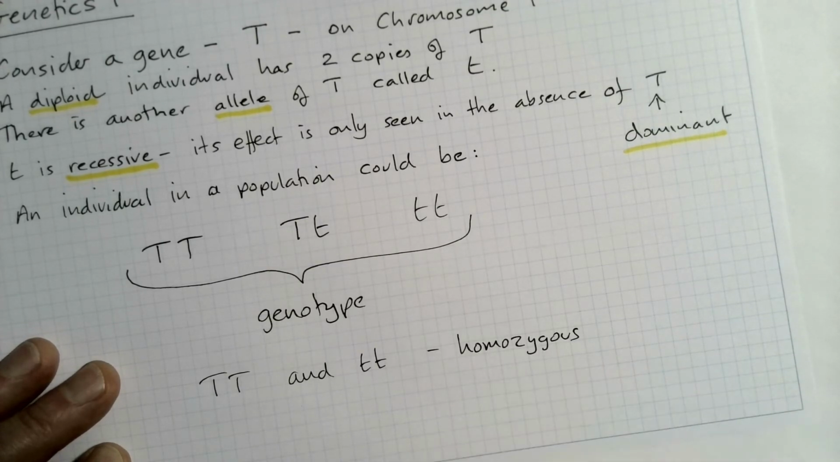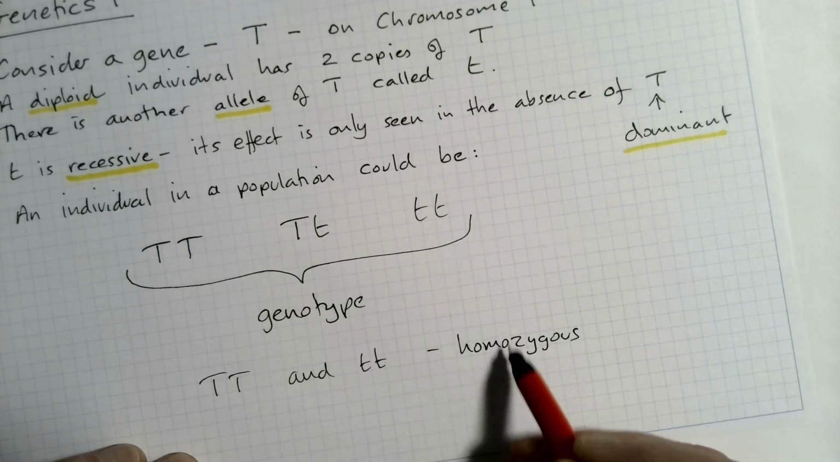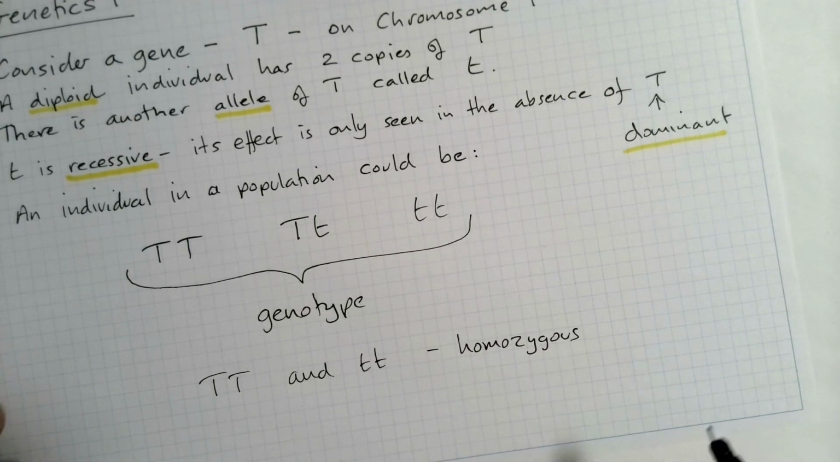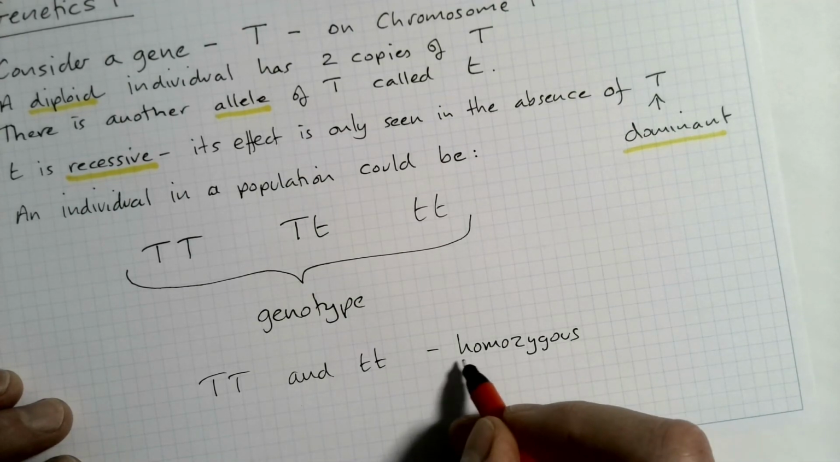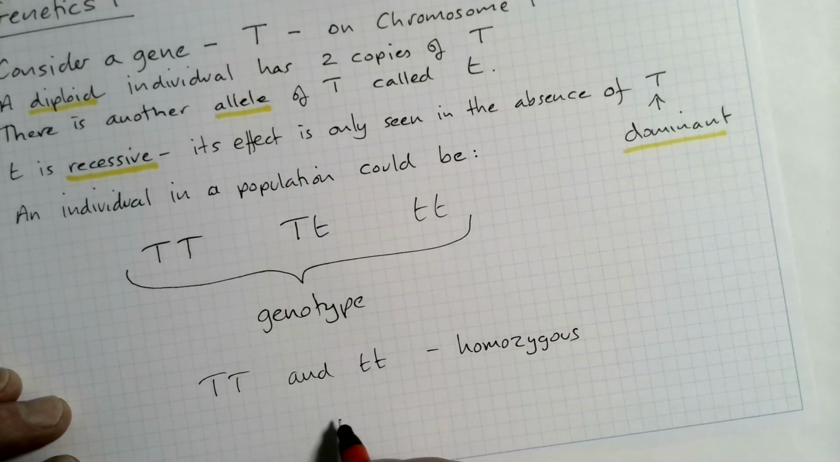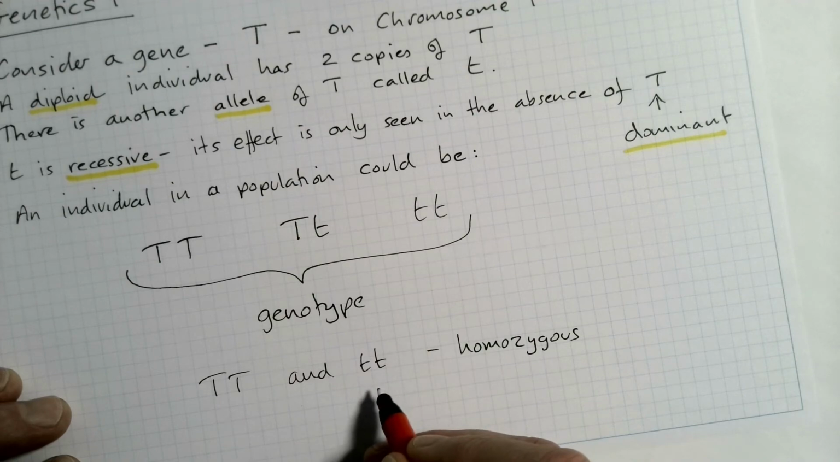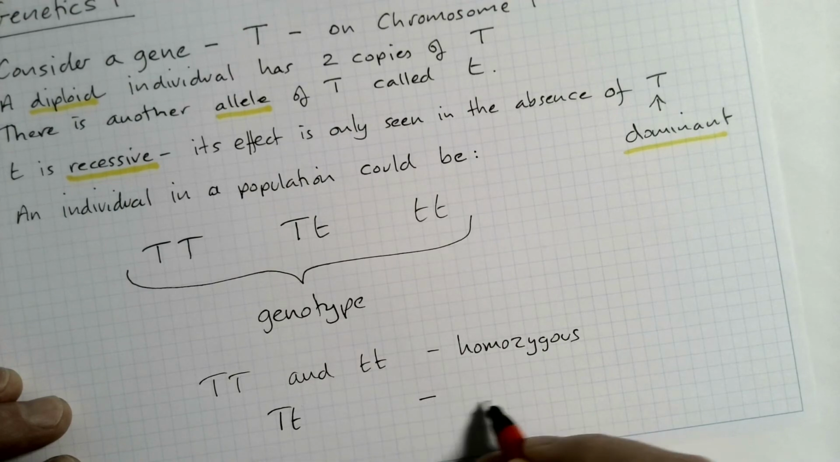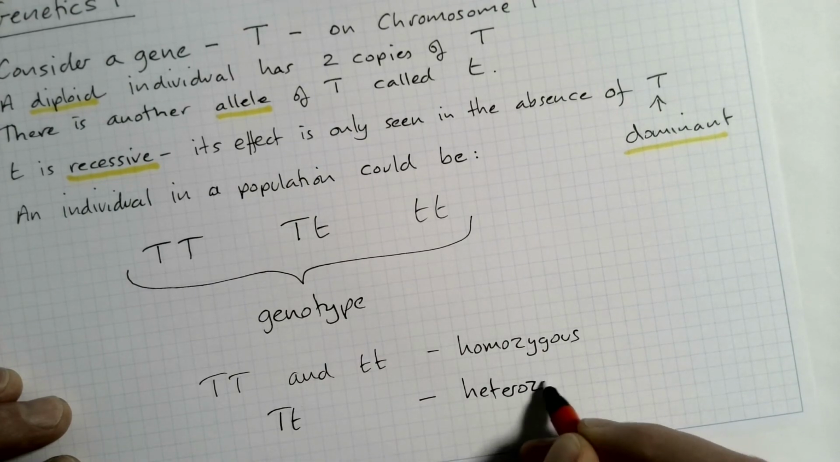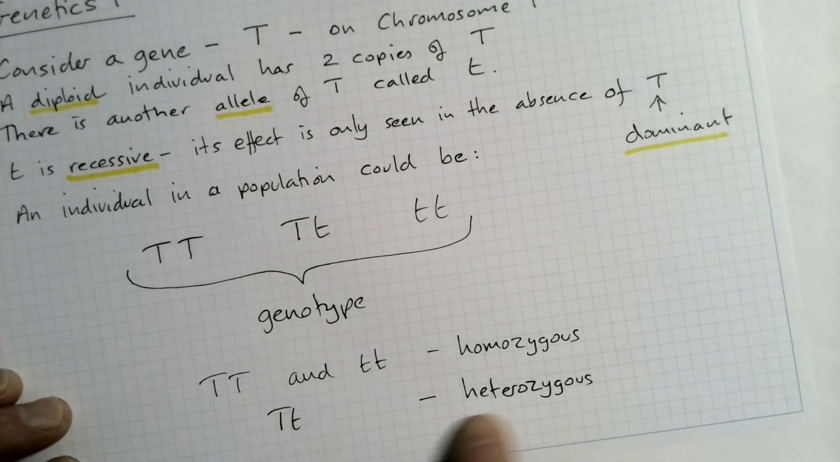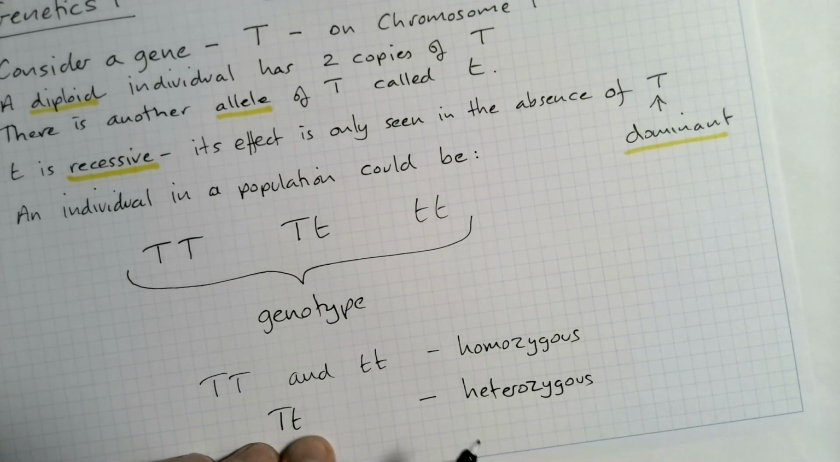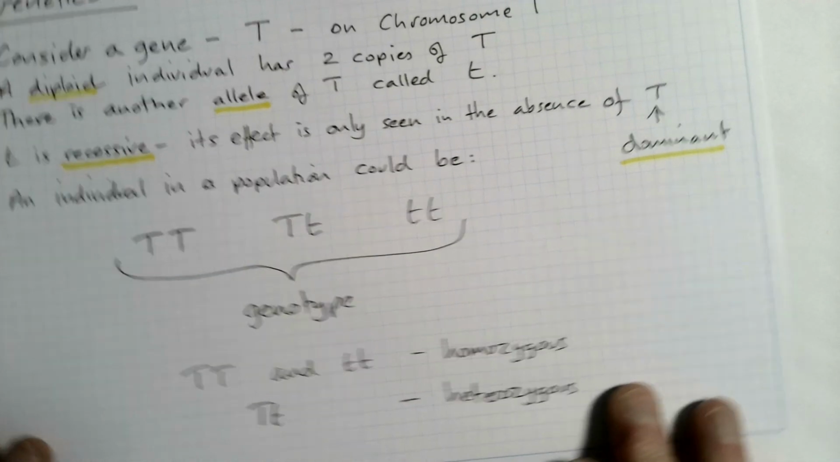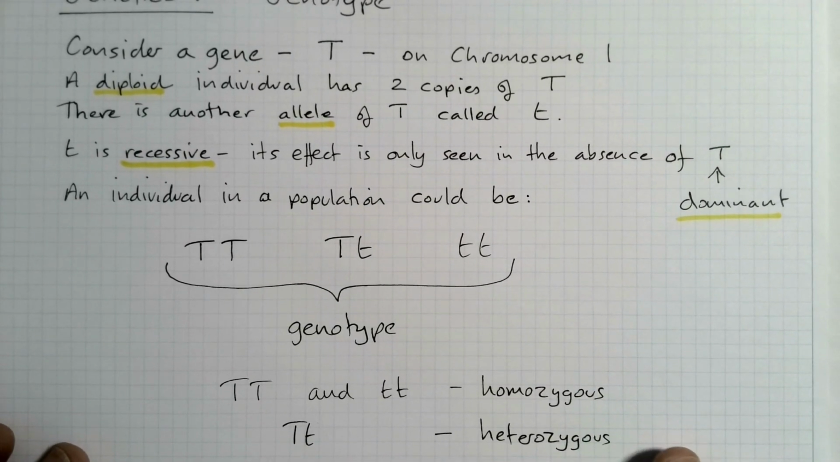homozygous. Homozygous, basically homo means the same, and zygous means, as we've already noted, of the genes. So the same genes are on each of the two copies of chromosome 1. We also have the possibility of this, which is what we call heterozygous. Hetero means different, of the genes. So one copy of chromosome 1 has a different version of the gene to the other copy of chromosome 1. I hope that's nice and clear.